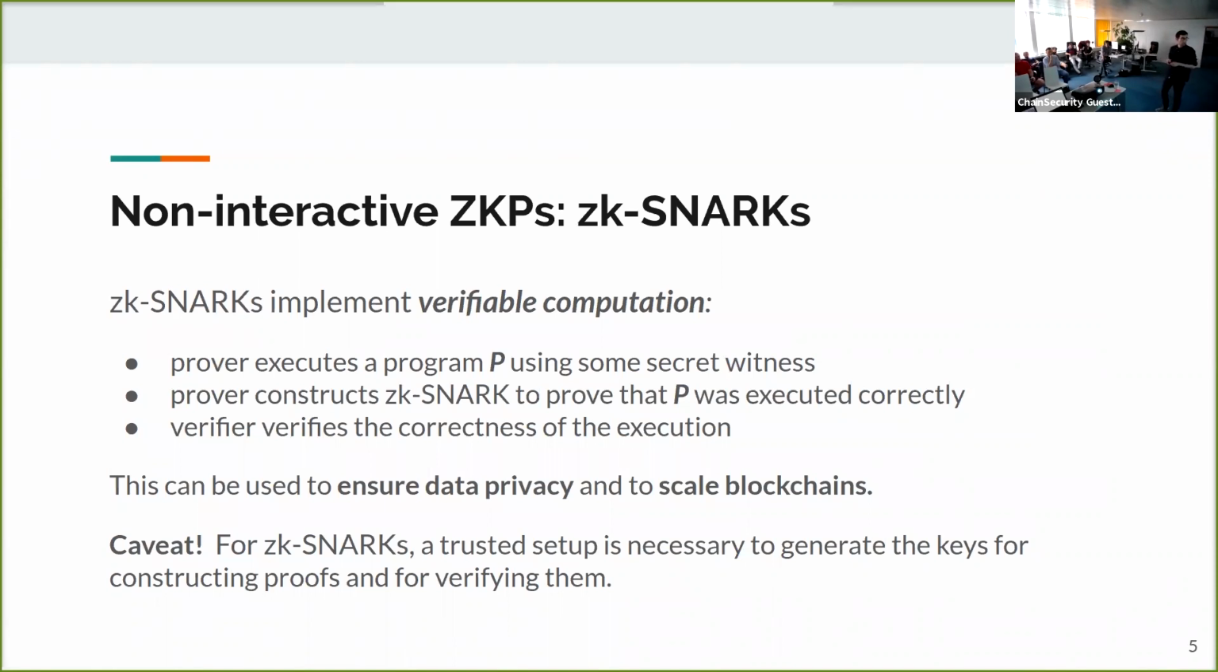Such a verifiable computation scheme, if we think about the blockchain setting, can be used for two things. First of all, it can be used to ensure data privacy. How is this? Well, in the blockchain setting, the prover would be someone who wants to interact with a smart contract. And the verifier would essentially be the miner. So every miner would play the role of a verifier. So how do we ensure data privacy? Well, this program which the prover is executing relies on some secret witness. And because a ZK-Snark is a zero-knowledge proof, the verifier, so the miners, will not learn anything about this witness.